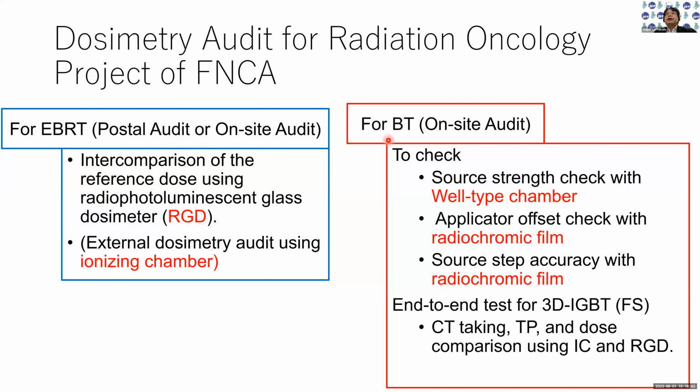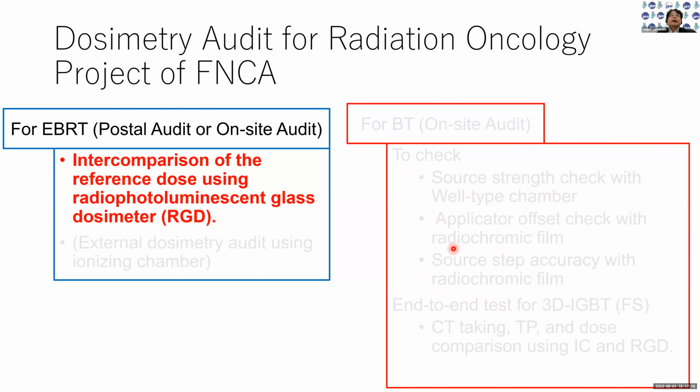And for brachytherapy, we perform only the on-site audit now. One is to check the source strength with a well-type chamber, applicator offset check, and source step accuracy using radiochromic film. And as a feasibility study, we performed the end-to-end test for 3D IGBT, as you know, from the CT taking, therapy planning, and those comparisons using IC and RGD. I talked about the intercomparison of the reference dose using RGD.